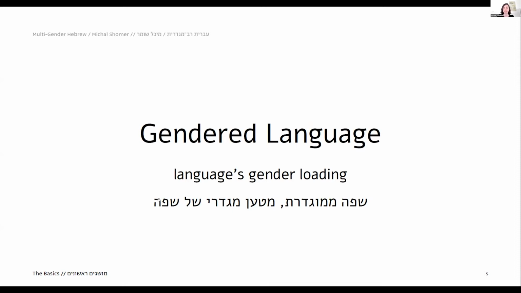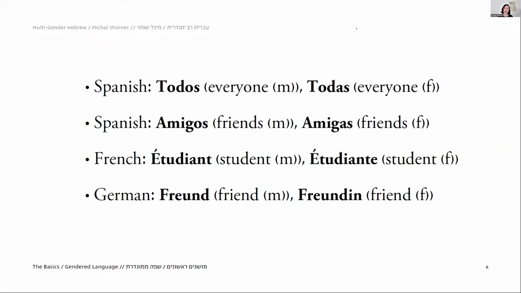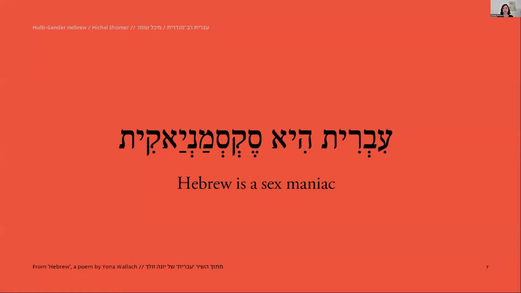In many languages, we have a grammatical gender, and you can see that, for example, in Spanish, todos, todas, everyone in the masculine and the feminine forms, French, German, you all know that. And one of the languages that is very gendered is Hebrew. Hebrew is considered to be a very gendered language. It has maximum gender loading.